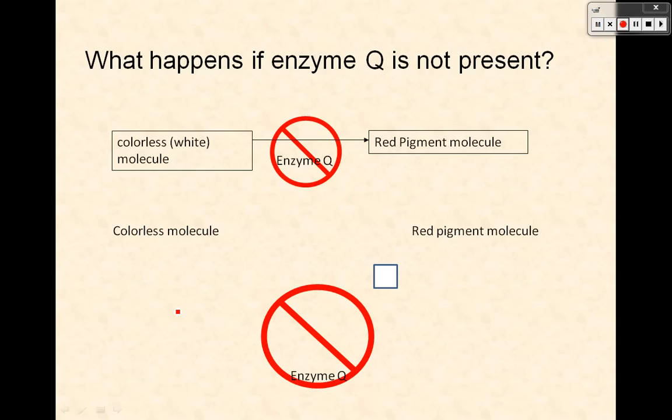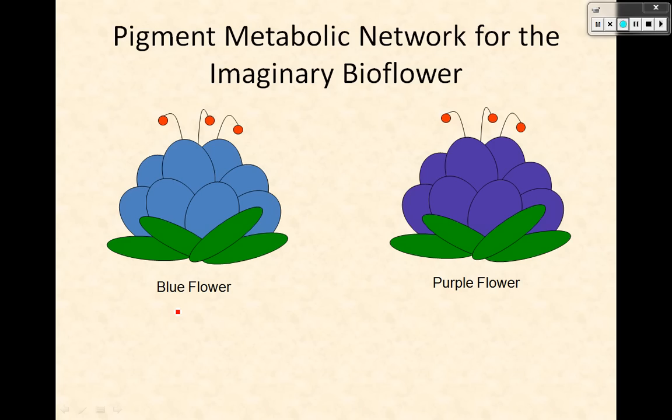If you're not quite there yet, don't worry, we're going to get there. We're going to talk a little bit more about protein networks first, though. So let's look at another imaginary flower. We're just going to call this some imaginary bioflower. And here we have blue flowers and purple flowers.